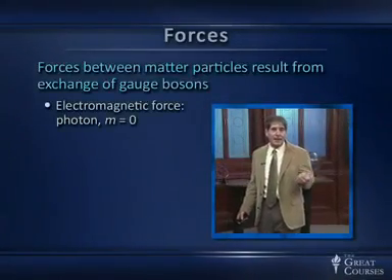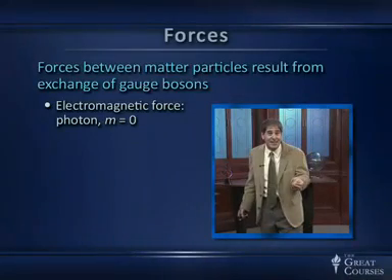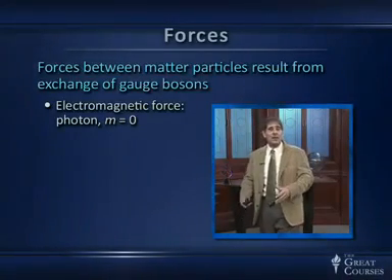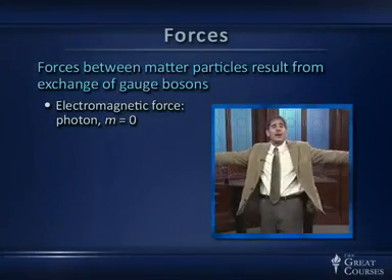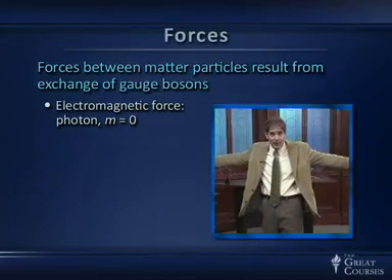In the electromagnetic case, that's the photon. It has mass zero, and that incidentally is what gives the electric force its relatively long range. Its 1 over r squared falloff.